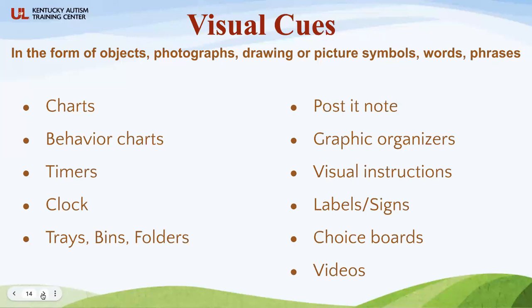They're in the environment, right? Those are the stop signs. Those are the stop lights. So all of those different things. They can come in many different forms: objects, photographs, as you can see, drawings, picture symbols. So for non-readers or kids that are very young.